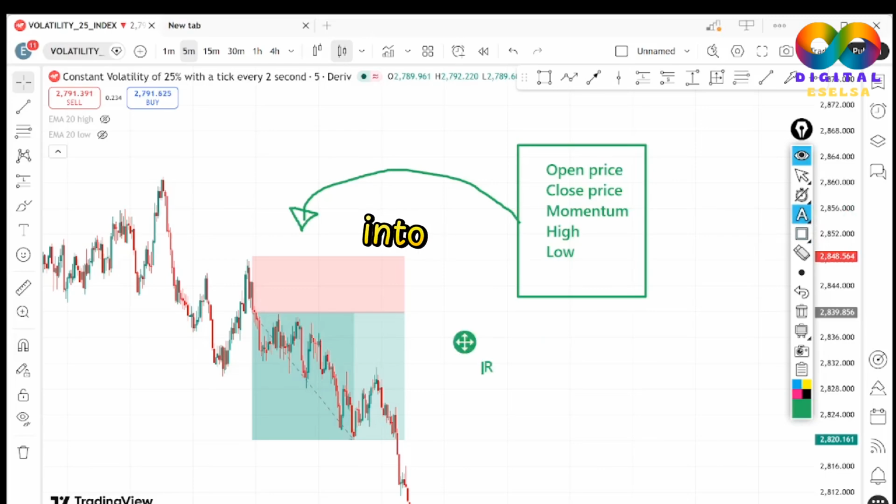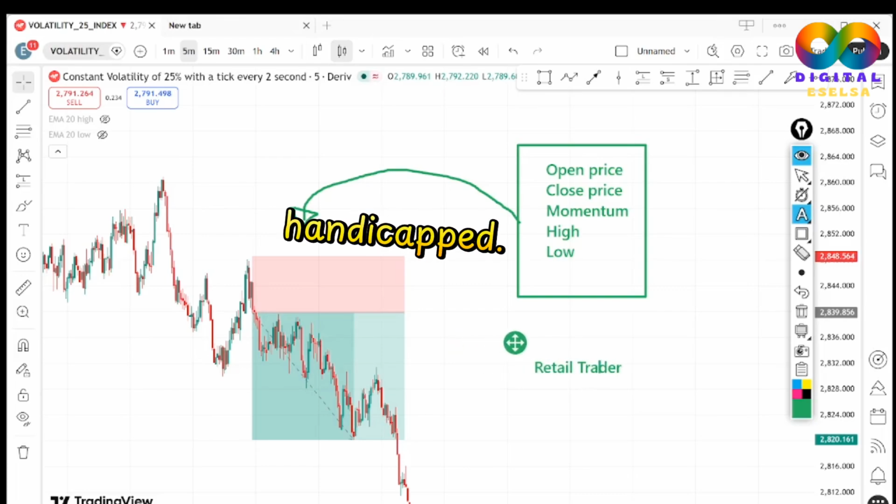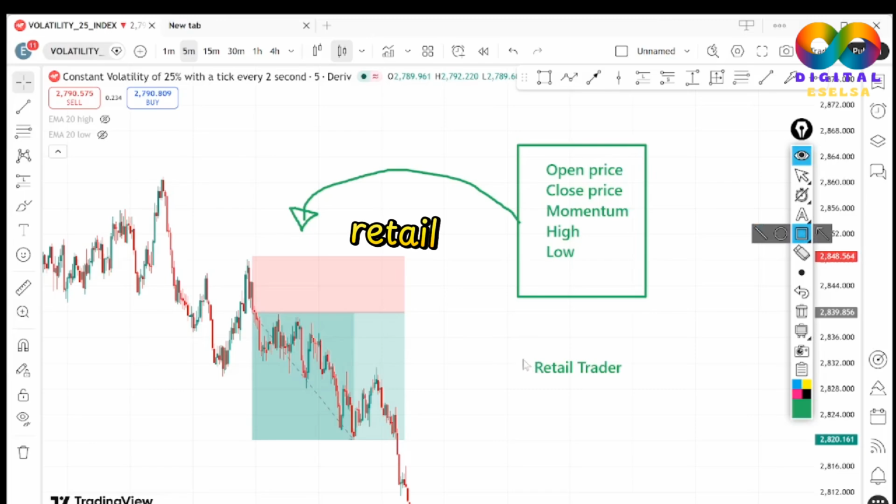You are coming into this forex market as a retail trader. And I've already said this so many times that retail traders are handicapped. I don't know whether you understand what I mean by being handicapped. It is not easy for retail traders, because a retail trader does not have money. Retail traders have little or no money, and it is a big challenge.